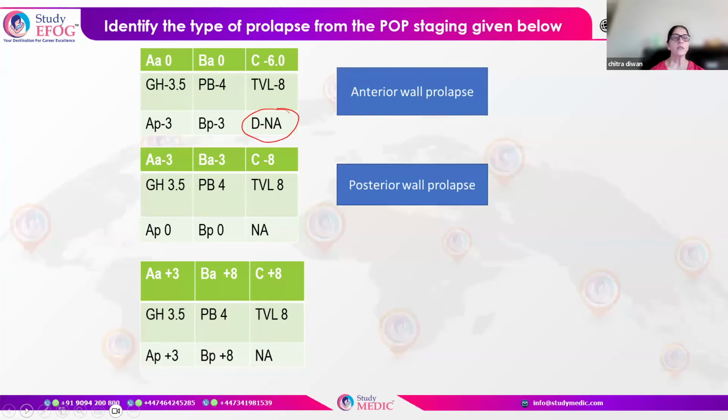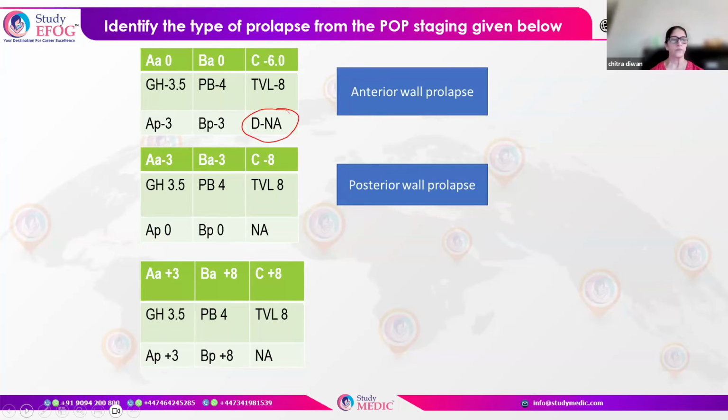Okay. In the third grid, point AA is +3. Definitely it has prolapsed. It has come out from the hymen. BA is +8. C is also +8. That means that there is anterior vaginal wall prolapse. AP, that means the posterior wall, is +3. That means that has also prolapsed.